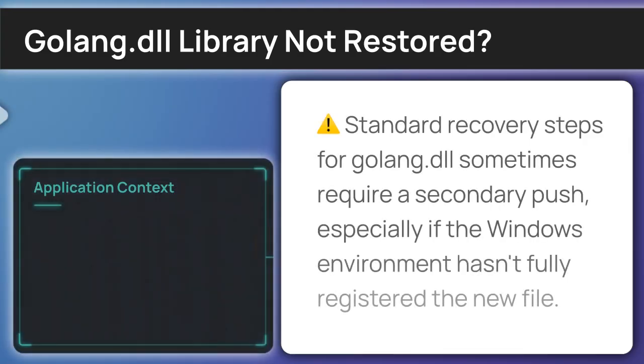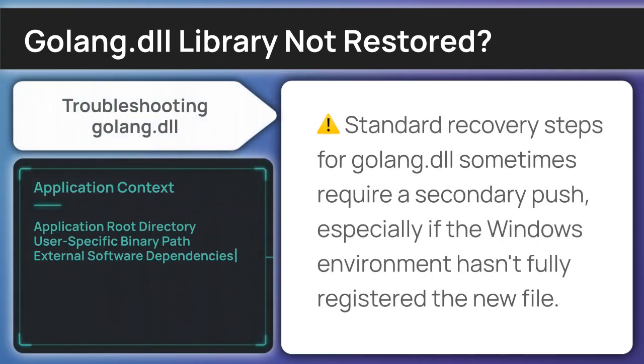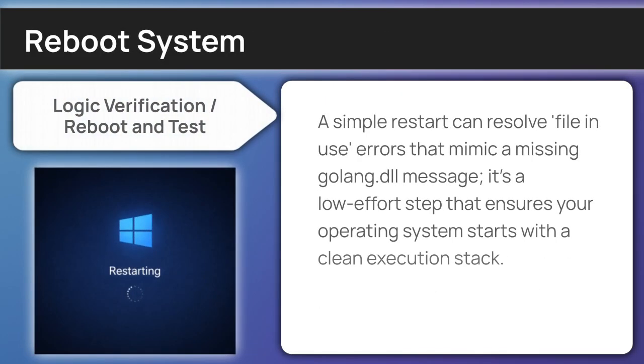If the application still won't initialize, we need to shift our focus to how the Windows loader is interacting with the library. A simple restart can resolve file-in-use errors that mimic a missing Golang library message. It's a low-effort step that ensures your operating system starts with a clean execution stack.